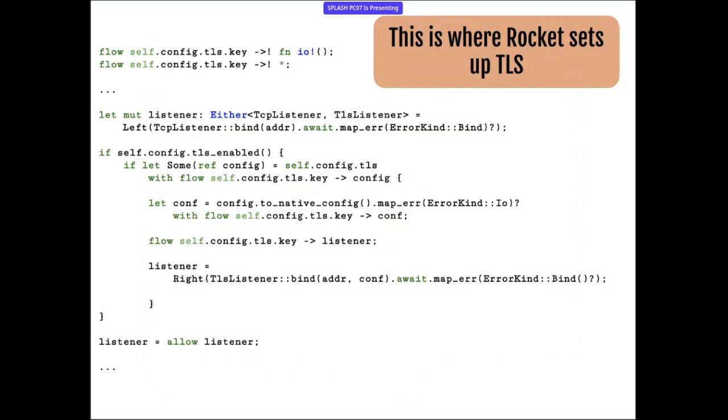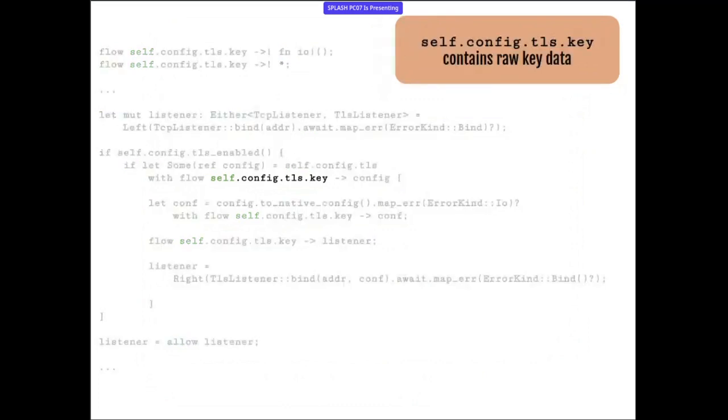Essentially, we're concerned with this because this is where Rocket sets up TLS, right? This is the most information flow control sensitive part of Rocket, anywhere in Rocket, if what you're concerned with is managing TLS keys. And specifically, we're going to care about this self.config.tls.key thing, which contains the raw bytes of some TLS key that you've given it.